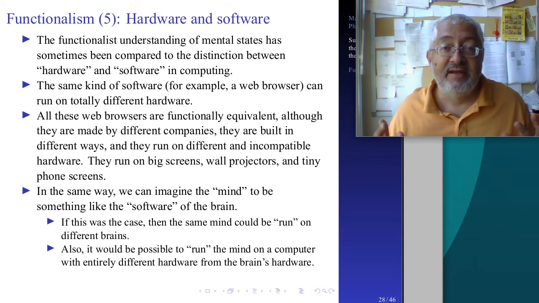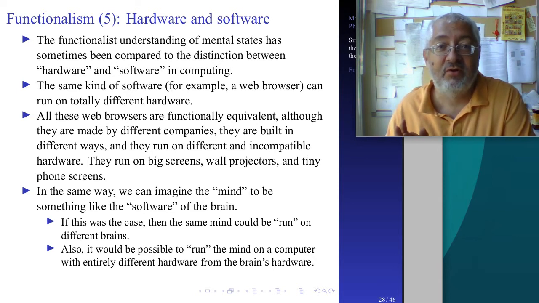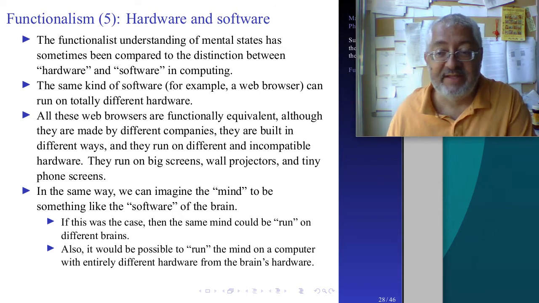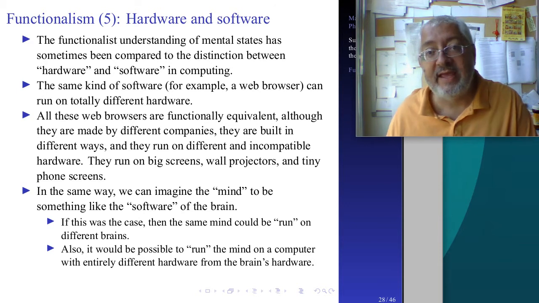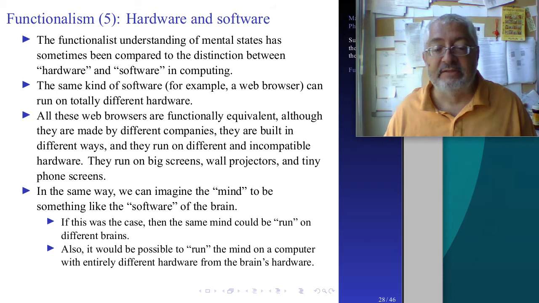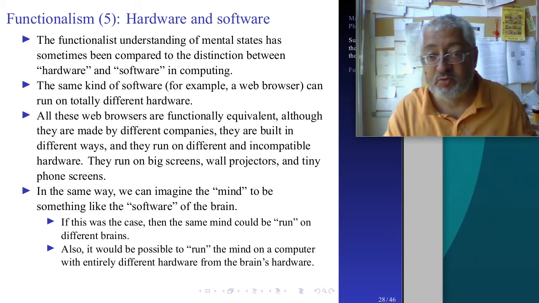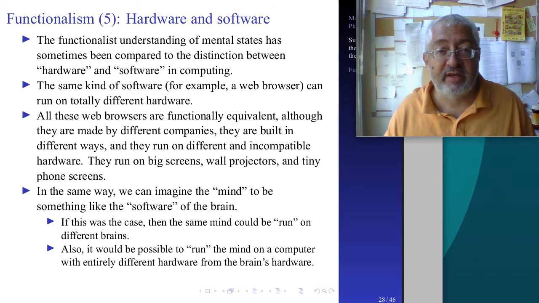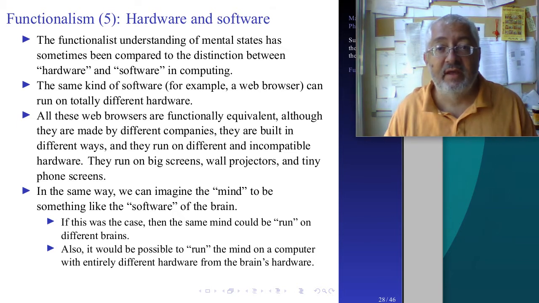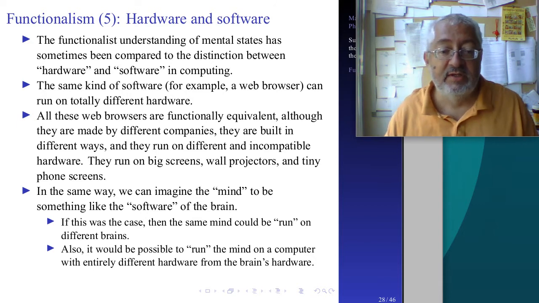And this is why functionalism is so popular among AI circles, because it's the easiest way to understand the mind in a way that would make it actually possible to implement a mind on a computer. Because if you say the mind is brain states, then you can forget about AI. If you say the mind is a dualist kind of soul, again you can forget about AI, because we don't know the magic of creating a soul.